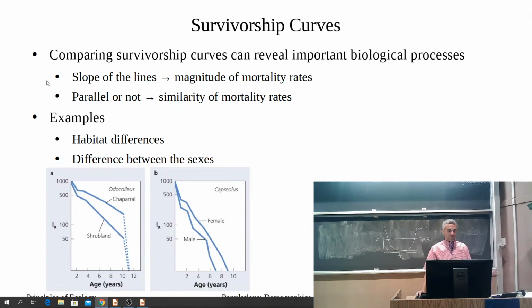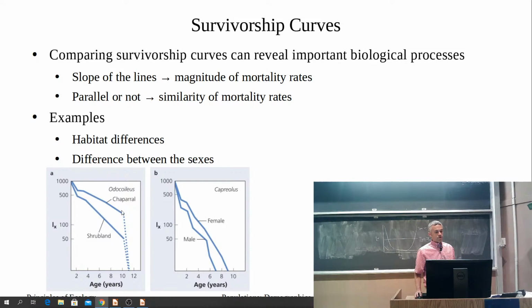All right, so here's an example. These are 2 different deer species. All right, Otocoilus, we've got populations that live in the chaparral, populations that live in the shrubland. I think these are California populations. It's an example that I believe is in your book. And what they did was generate survivorship curves. Now this is on the log scale. Even though it says L sub x, this is the log scale.